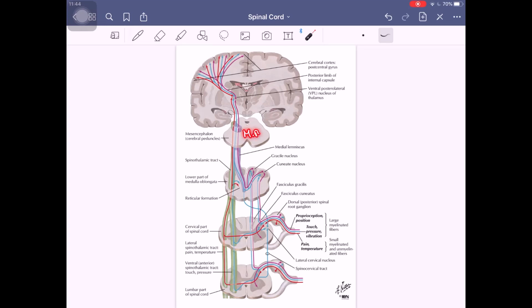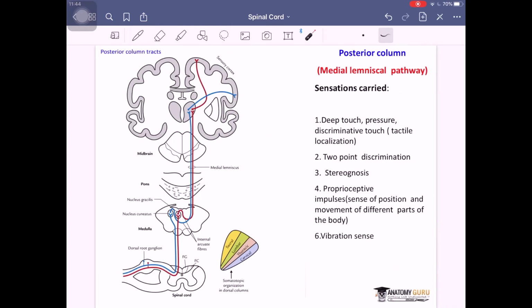So it is going through the pons, then through the midbrain. This is your midbrain, and then to your thalamus, again to the same nucleus, ventroposterolateral nucleus, then your posterior limb of internal capsule, then your corona radiata and your posterior lobe or the parietal lobe, the somatosensory cortex, area number 3, 1 and 2.